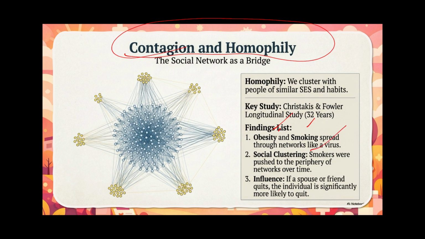Social clustering. Smokers were pushed to the periphery of networks over time. So, for example, when the opinions about smoking decreased, ibig sabihin, the government paints a bad image about smoking. The smokers now, medyo nahihiya sila to be with people, and so that deters them from the behavior. If a spouse or friend quits, the individual is significantly more likely to quit. So, ganon.